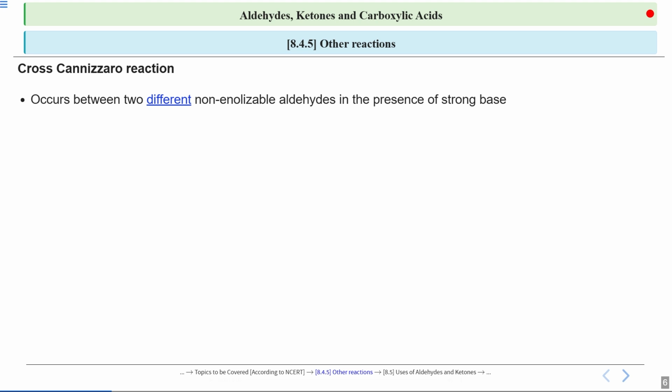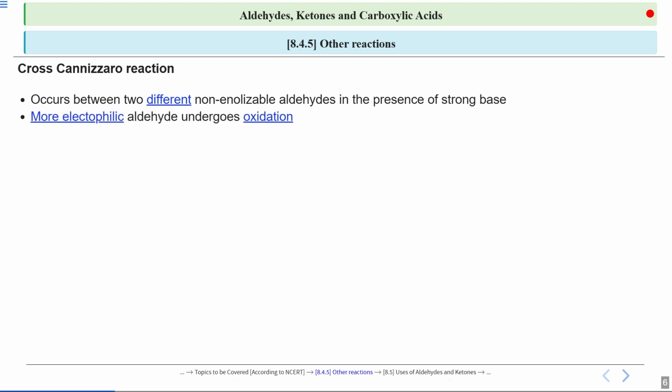The carbon which is directly connected to the carbonyl group is the alpha carbon, and the hydrogen of that carbon is the alpha hydrogen. So it should be a non-enolizable aldehyde. That means the aldehyde should not have alpha hydrogens. Now this reaction requires a strong base to proceed.